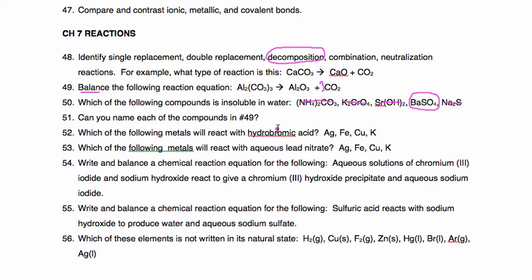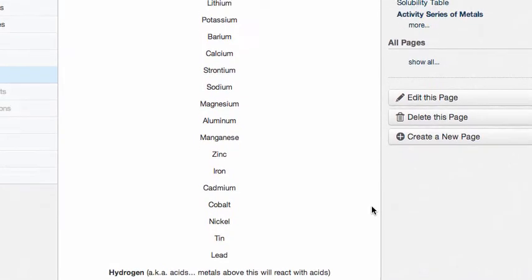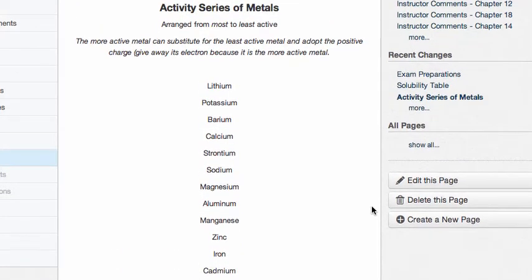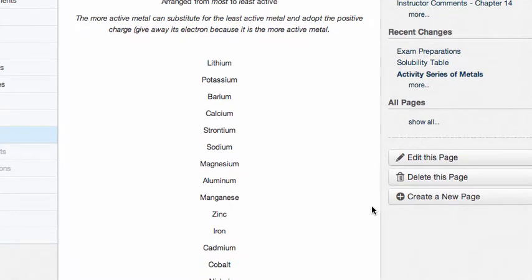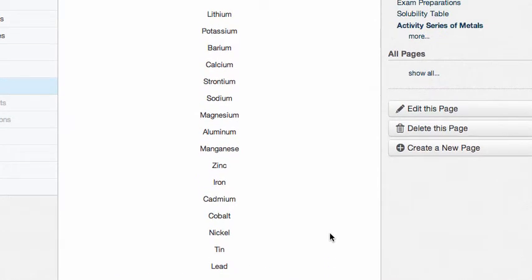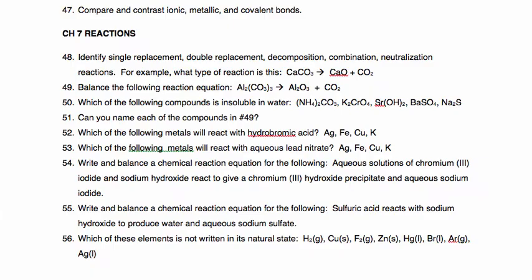52 is an activity series question. Which of the following metals will react with hydrobromic acid? Alright, you need to have an activity series to be able to answer this question, and notice in your class notes I clearly marked, here's hydrogen sitting down here. So hydrogen represents acids because acids give away hydrogen. So any metal that sits above the hydrogen will react with the acid. So on this question, you are asked silver, iron, copper, potassium.